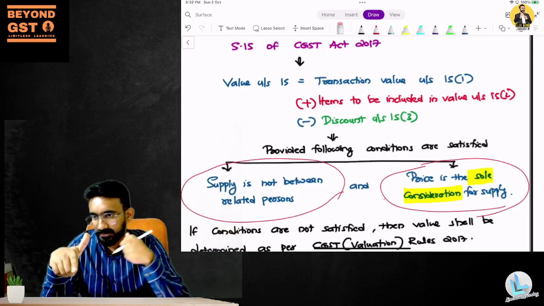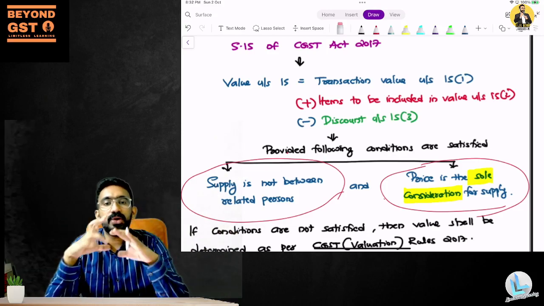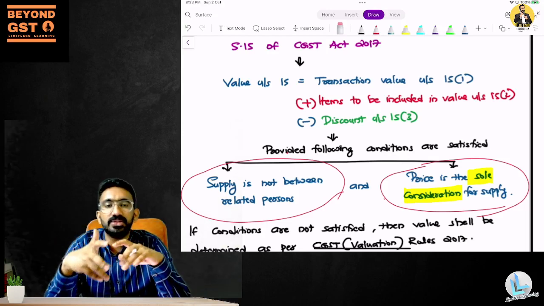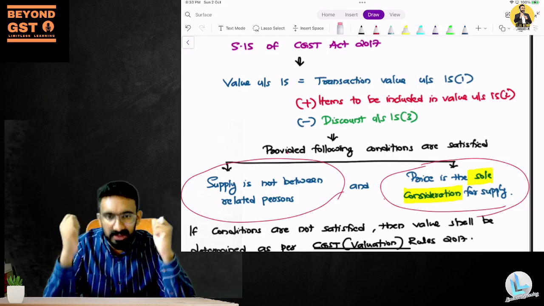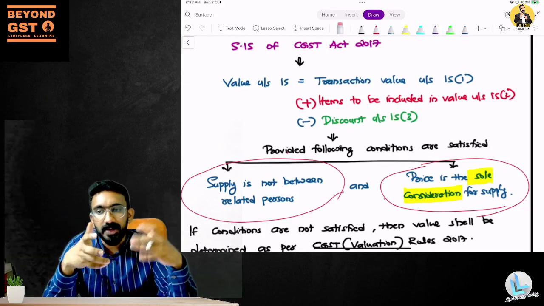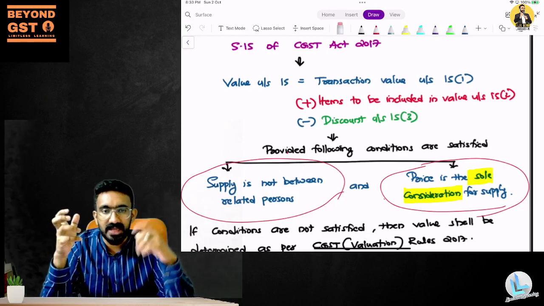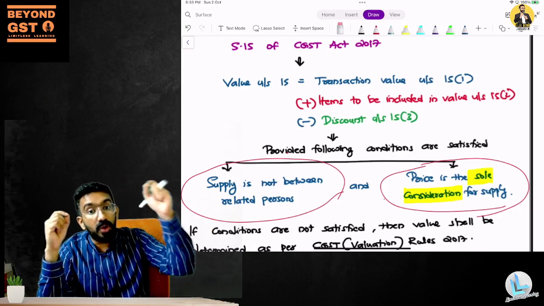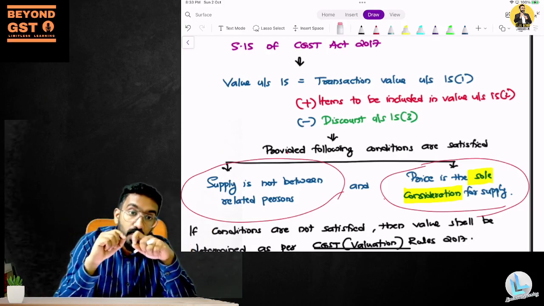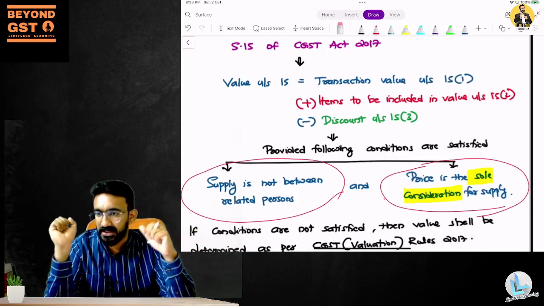that you're getting. So they're saying that don't adopt this transaction value method when it's the case of an exchange or barter or things like that, where apart from the price, there is some other consideration coming in. So for you to adopt transaction value, price must be the only consideration. That's where the word sole consideration for supply comes in.